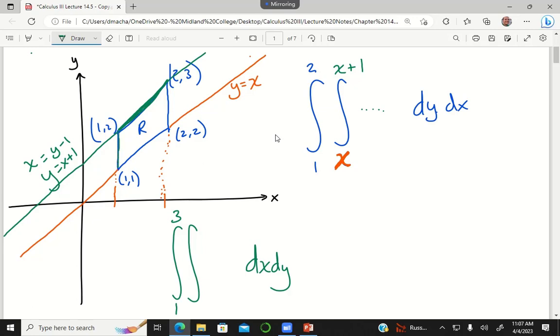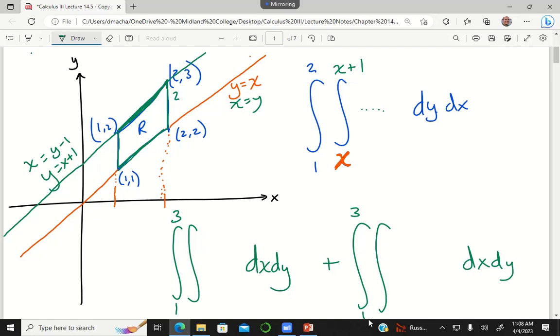Okay? And then the upper bound of x is also a piecewise function, where it starts out being the line y equals x, or x equals y. And then in this piece, it's actually just the constant 2 for my upper bound of x. And so you're much better off in this case making two double integrals where you have a setup like this.